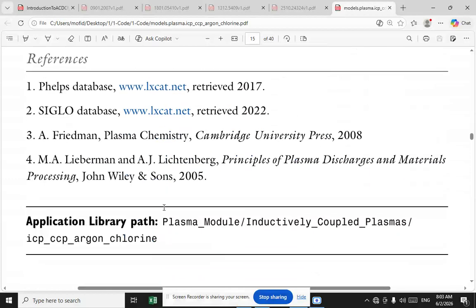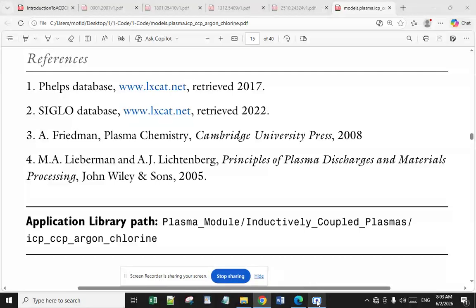The references that I have read for this literature were written by the Phelps database and also the SIGLO database, Fridman, Plasma Chemistry, Cambridge University Press, and the other one is Lieberman and Lichtenberg, Principles of Plasma Discharges and Materials Processing, by John Wiley and Sons in 2005.